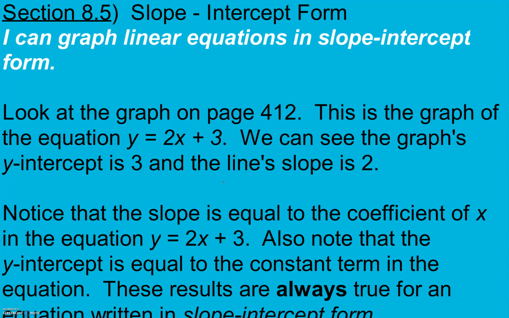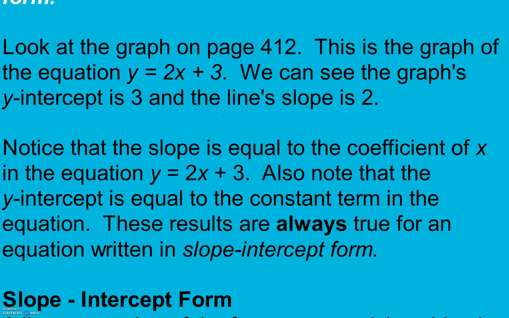Section 8.5 is slope-intercept form. I can graph linear equations in slope-intercept form. We're going to look at the graphs at the top of page 412 here. This is the graph of the equation y equals 2x plus 3. We can see the graph's y-intercept is at 3, and the line's slope is 2.